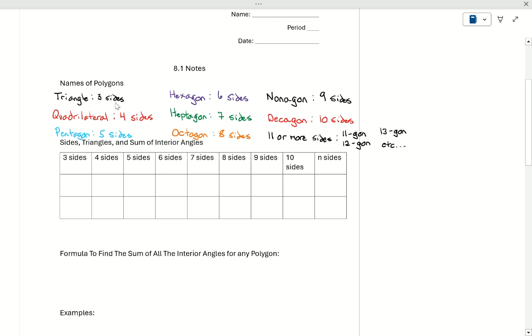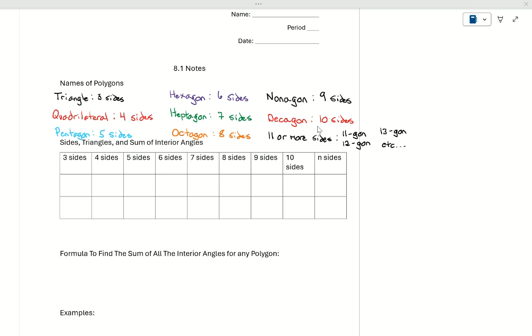A three-sided shape, three sides means a triangle, four sides quadrilateral, five sides pentagon, six sides hexagon, seven sides heptagon, eight sides octagon, nine sides nonagon, 10 sides decagon. These shapes here you are responsible for knowing the names of and knowing how many sides correspond with that name.